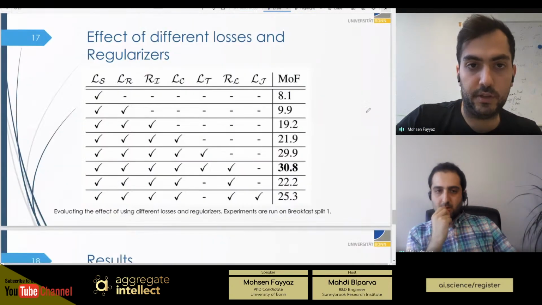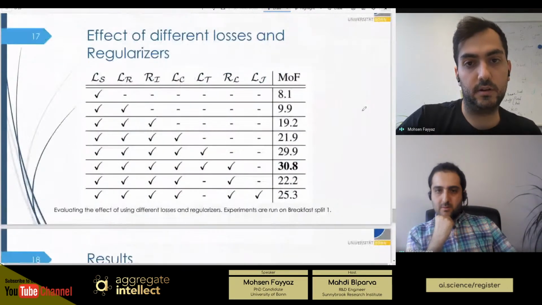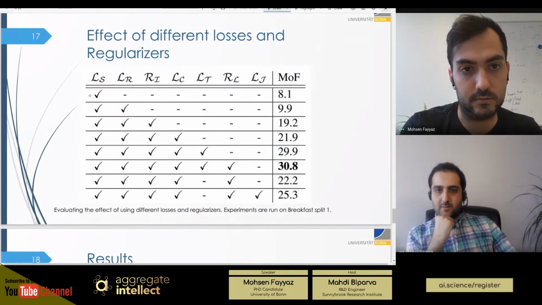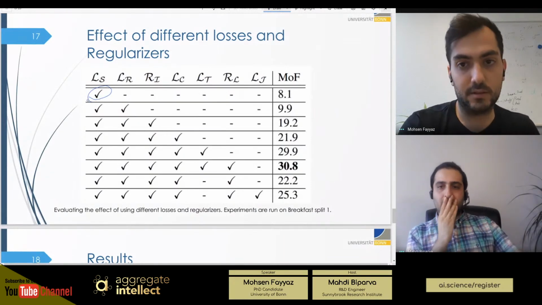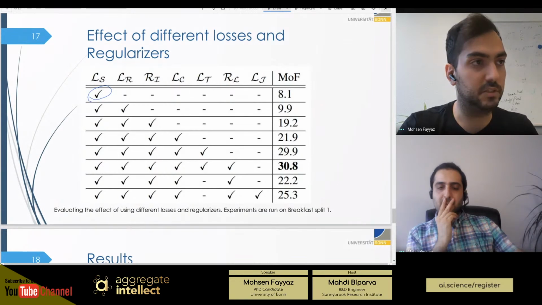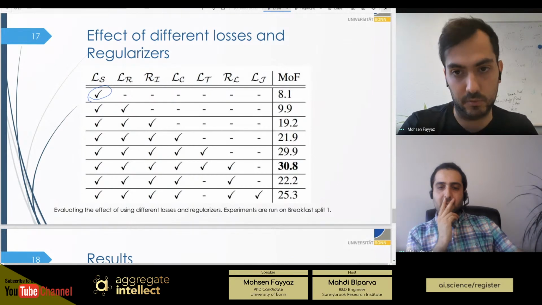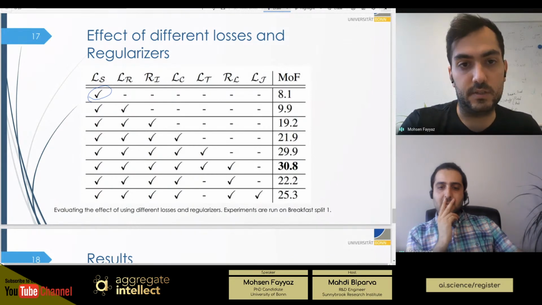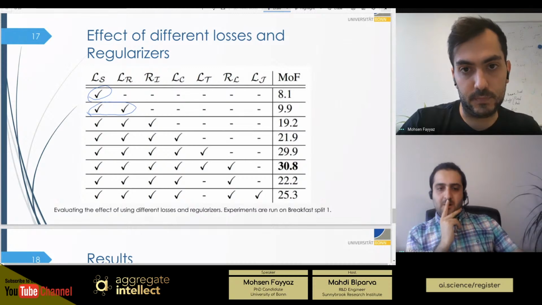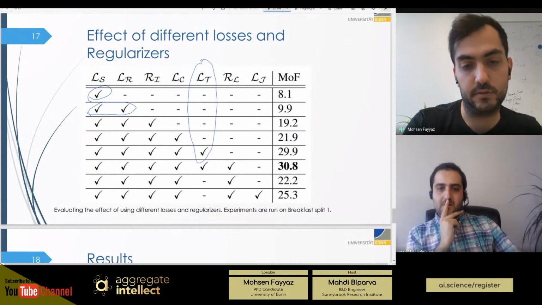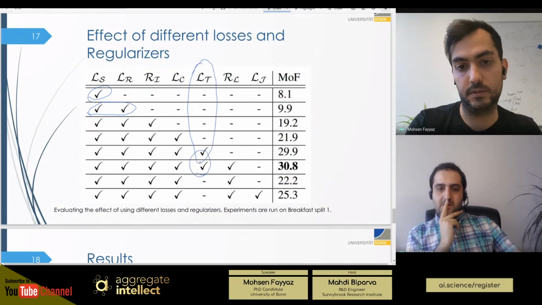So what are the effects of the different losses and regularizers we have used here? As you can see, if we just use the LS, it's not doing much, because on this data set, by just a random prediction, you can get somehow 7% or more. And then, as you can see, just gradually adding them, we can get better results. However, we get the highest results when we have our transformer involved here and here.